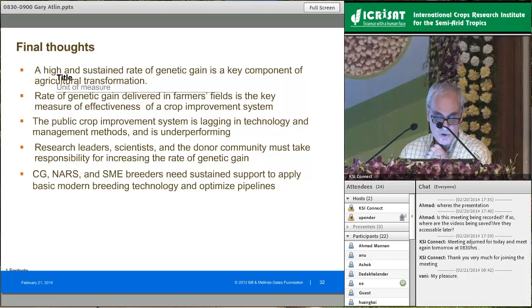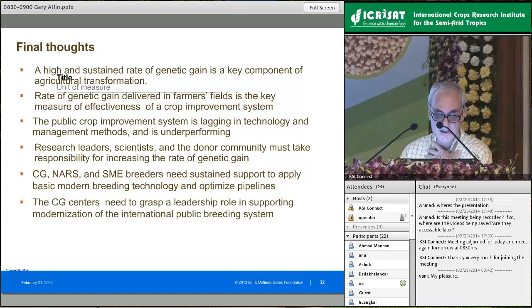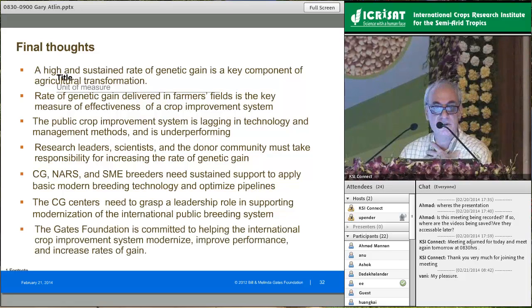The CG programs, national programs, breeders and small companies in Africa and South Asia need sustained support to apply basic modern breeding technology and optimize their pipeline. And the CG system needs to grasp a leadership role in supporting modernization of the international public breeding system. And the Gates Foundation is committed to help with this process. Thanks very much.